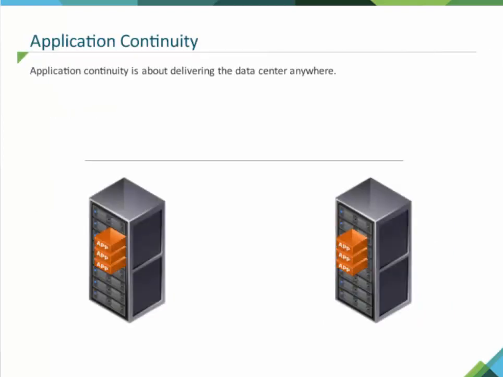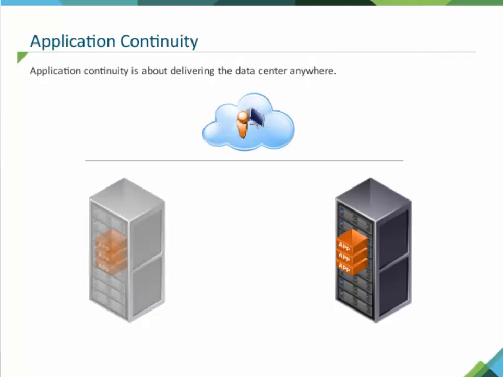Application continuity is about delivering the data center anywhere. Some data centers might be using a private cloud, while other data centers might be using a public cloud. So if a data center becomes unavailable, we can still access applications using a different data center.